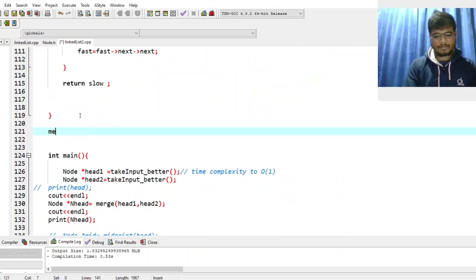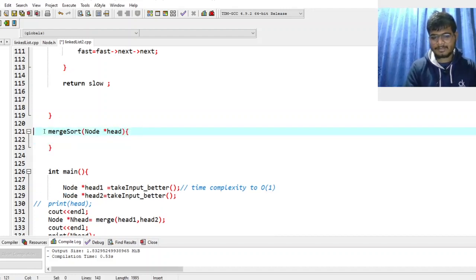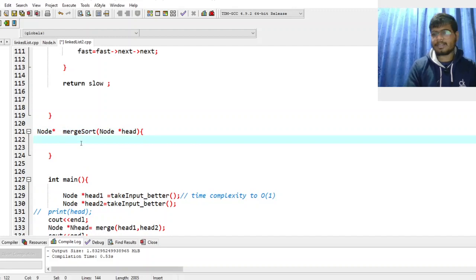So merge sort, we will be calling merge sort on one linked list. It is going to return something after getting sorted. Now, as I told you, we need to actually come inside. First of all, check one thing: is your linked list empty? That means if it is null, no elements are there inside the linked list, so just return head.